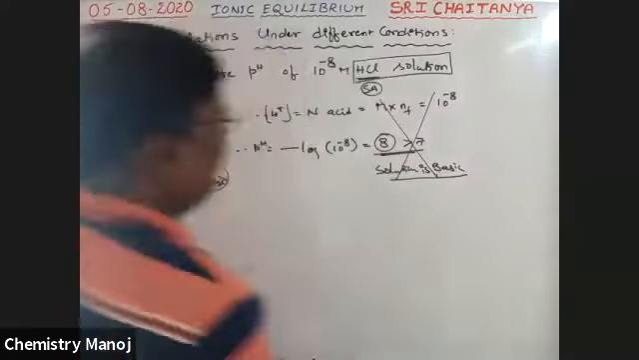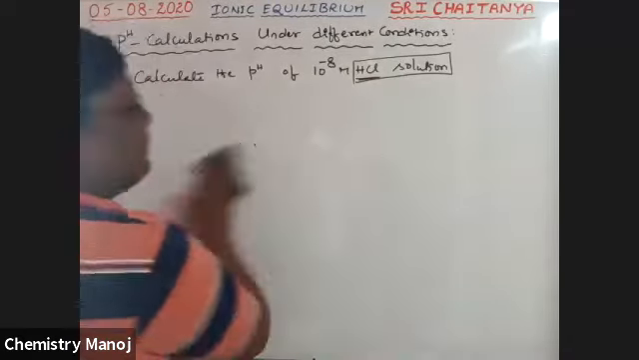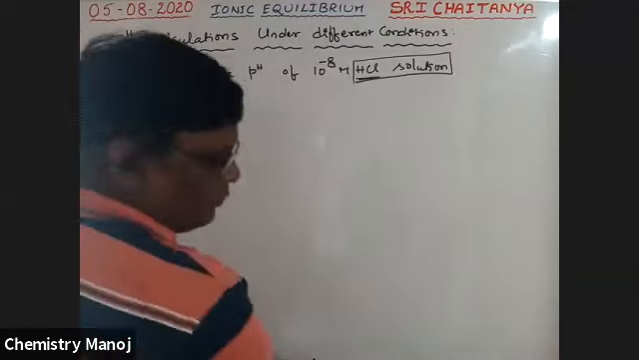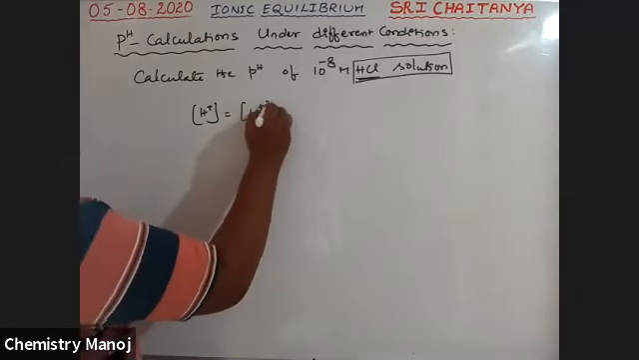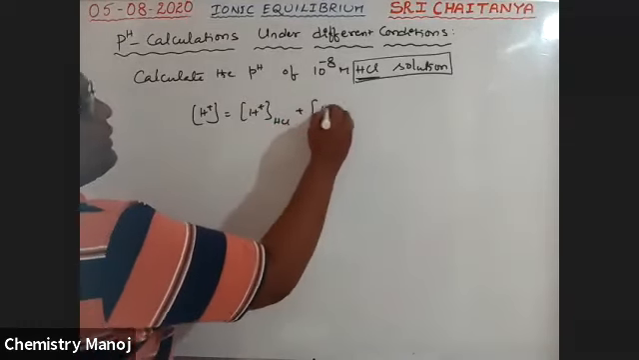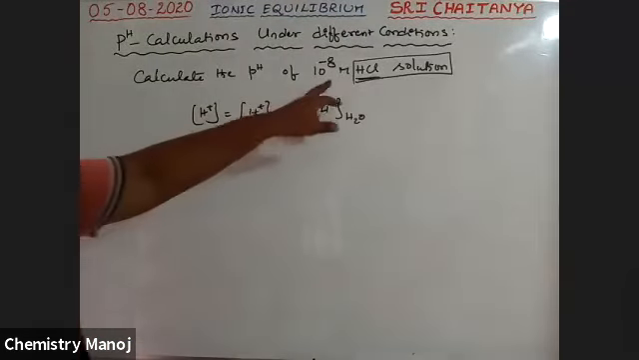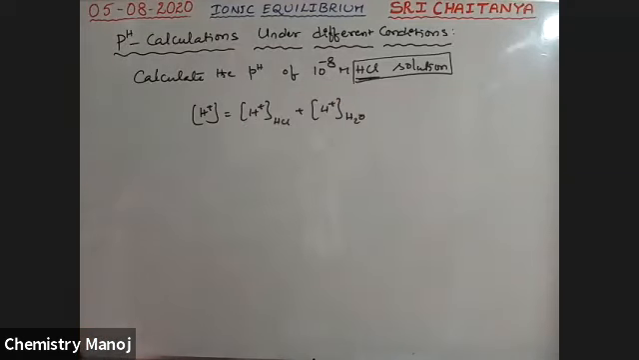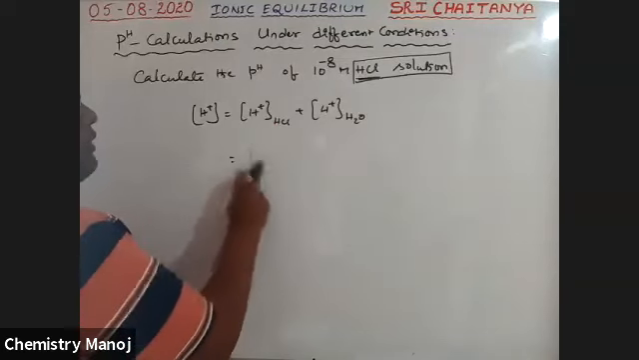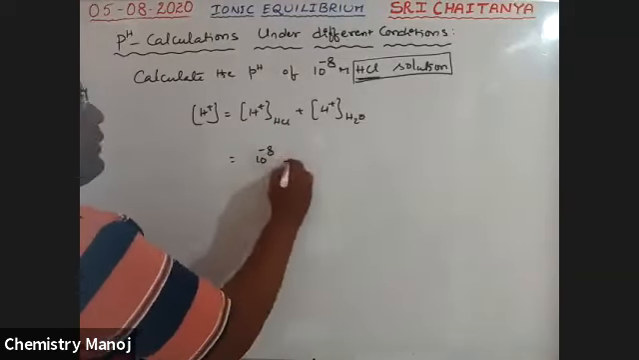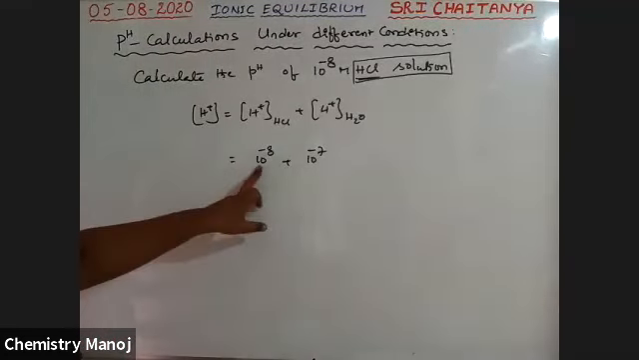Now, what is the correct way? Here, the H plus concentration is equal to the H plus concentration from HCl plus the H plus concentration from water. Because the value is less than 10 power minus 6, we add the H plus from water, which at 25 degrees centigrade is 10 power minus 7.